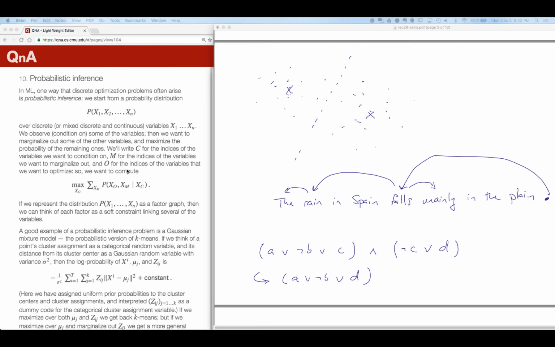And this, you can think of this as being very much like a constrained optimization problem, because if we have a factor graph for this distribution, each one of the factors is a soft or hard constraint that links several of the variables.